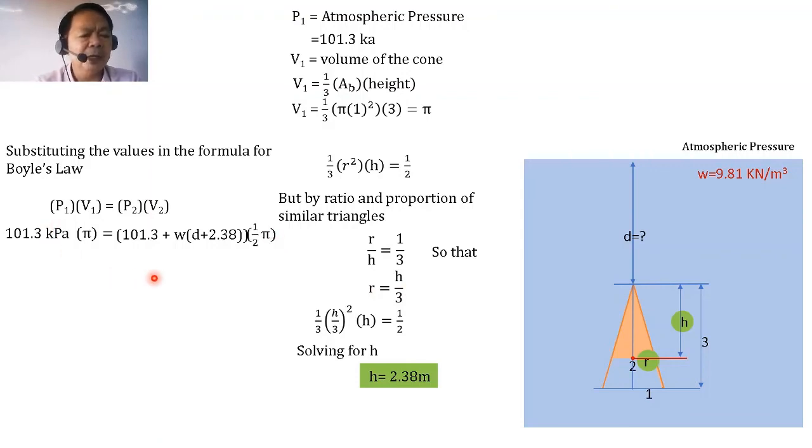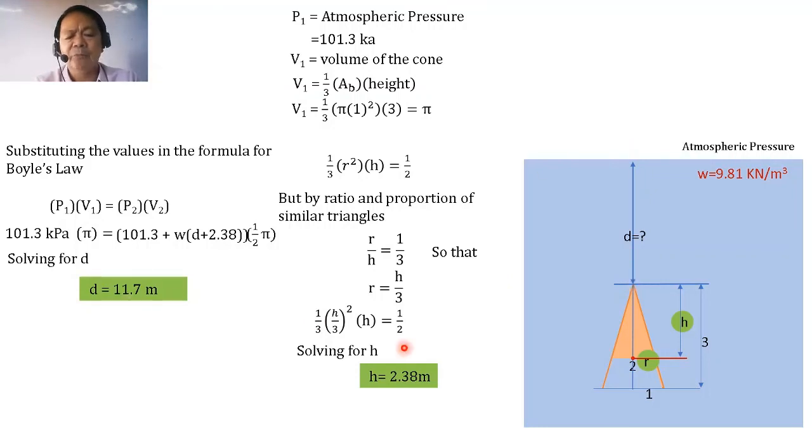So from here, we can solve for the value of D, no? Okay, D will be equal to 11.7 meters. Okay, so ibig sabihin, the depth of the water from the apex of the cone to the liquid surface must be 11.7 meters before the water inside is already one half of the volume of the cone.